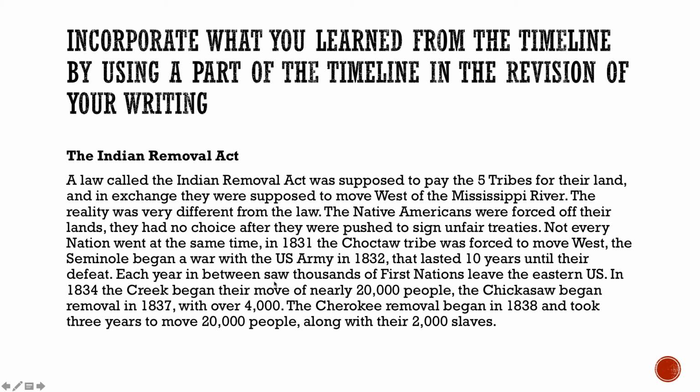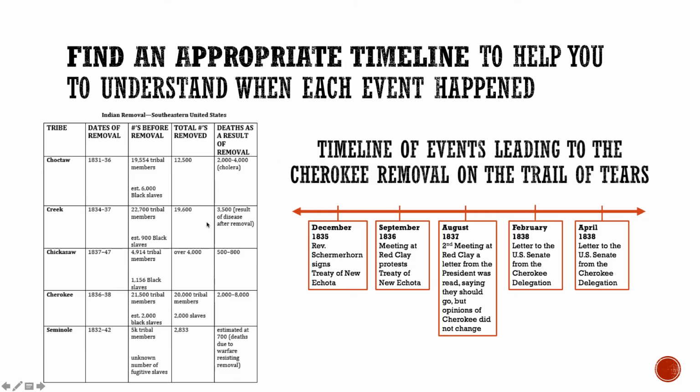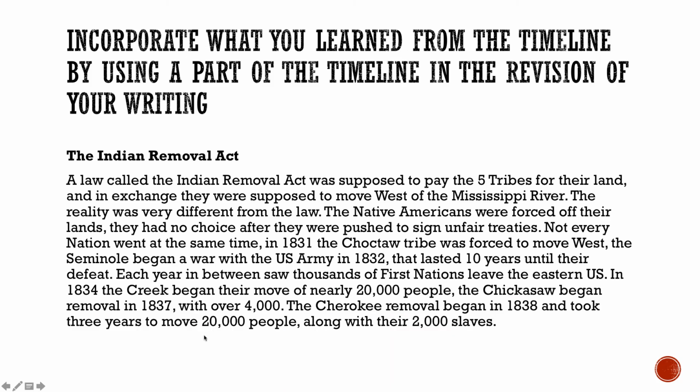Each year in between saw thousands of First Nations leave the eastern U.S. In 1834, the Creek began their move of nearly 20,000 people. The Chickasaw began their removal in 1837 with over 4,000. The Cherokee removal began in 1838 and took 3 years to move 20,000 people along with their 2,000 slaves. So you can see here where I've taken that information that I found, again, back here, and I've used it to make a revision of my writing and incorporated it in that way.